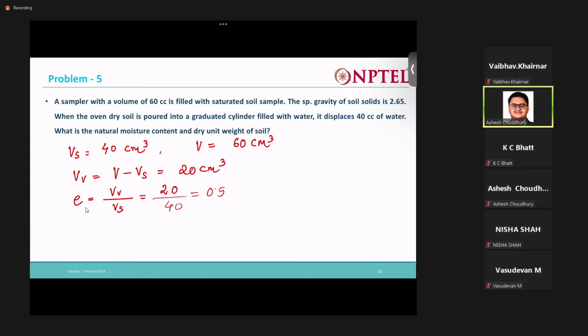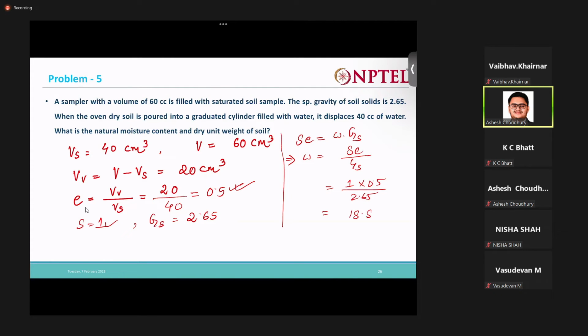Now the soil is completely saturated in our sampler. It is a saturated sample, which means in the sampler the soil is completely saturated. That means S is equal to 1, saturation is 1. So we have this value of saturation, we have the void ratio, and one more thing which we have is the specific gravity of soil solids, which is 2.65. Now using the relation Se is equal to w Gs, we can determine the water content. What is the water content? It will be Se by Gs. It is 1 into 0.5 by 2.65, which is nothing but 18.86%. We got the water content.